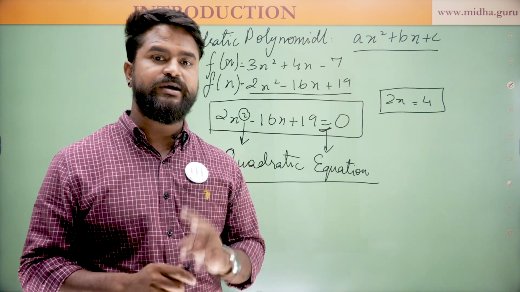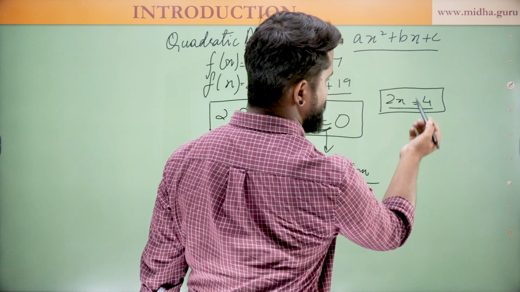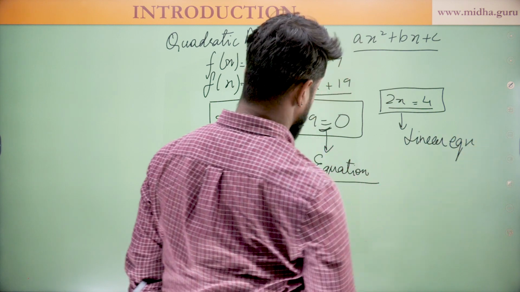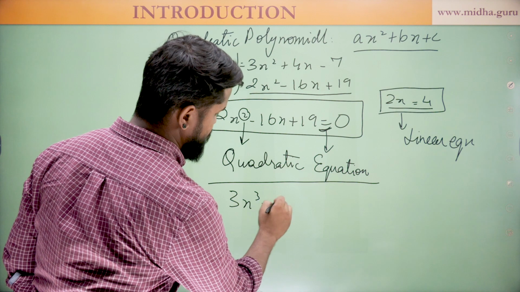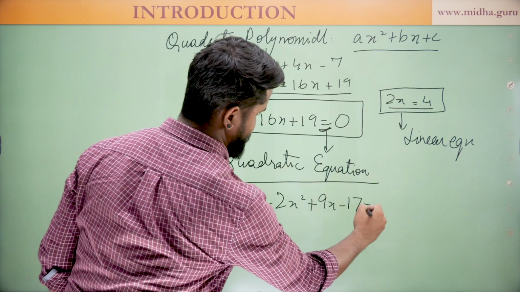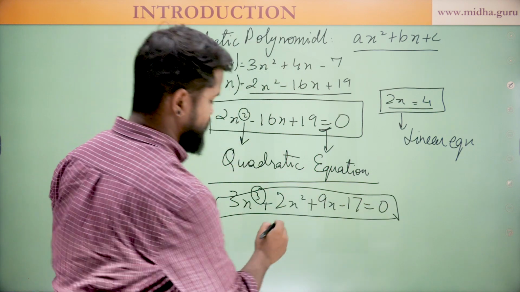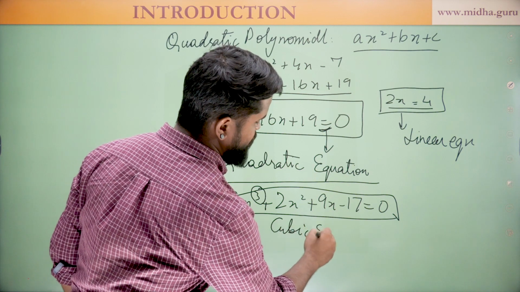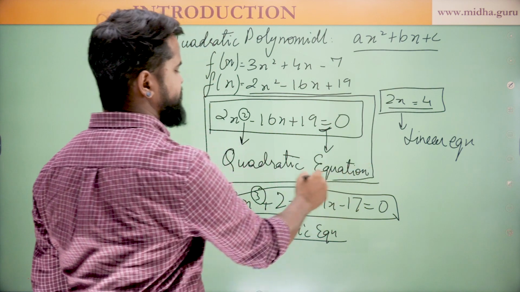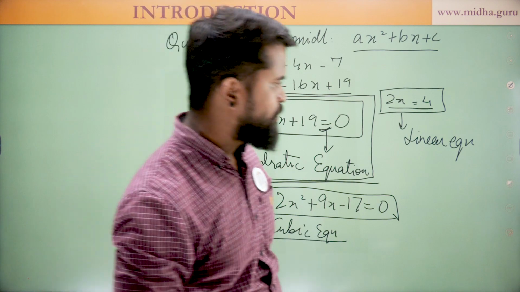So just to remember, a quadratic equation is an equation in one variable in which the highest power of the variable will always be 2. Not higher than that, not lower than that. If it is lower, for example if it was of this form, we know this is known as a linear equation. If I have 3x cubed plus 2x squared plus 9x minus 17 is equal to 0, we see here that the highest power of the variable is 3. So this becomes a cubic equation. So we'll be concentrating only on the equations which have the highest power of the variable as 2. That will be our topic today.